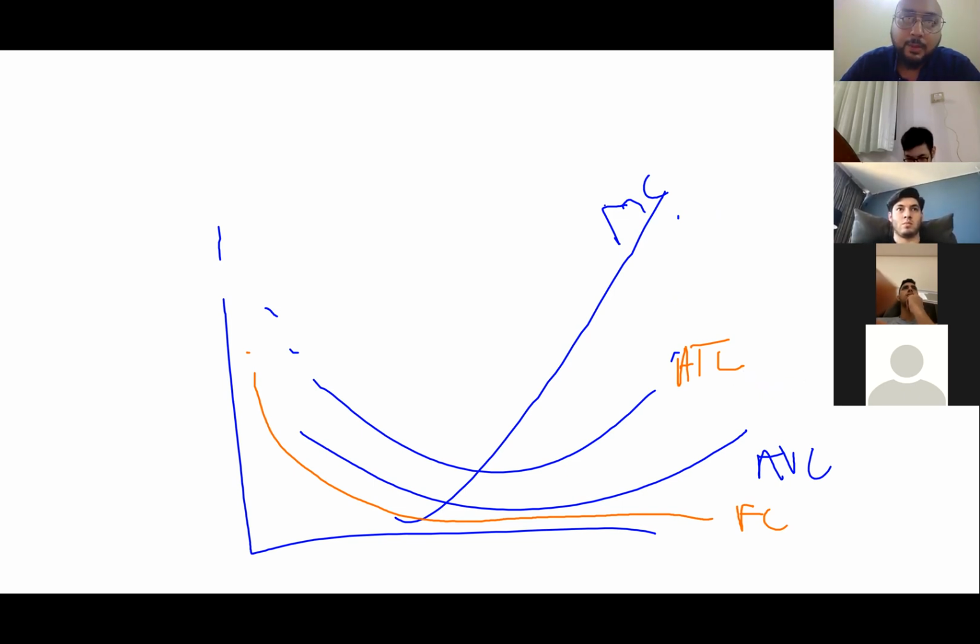Okay. So what was the behavior? The behavior was that MC cuts the average total cost at its minimum. So it means MC cuts at the efficient scale, right? At the bottom of ATC, right? So when MC is less than the average total cost, for example, if you are here, this is your MC, and this is your average total cost.